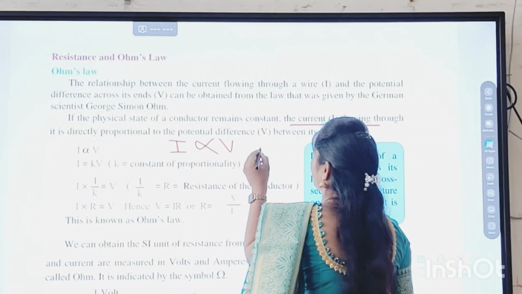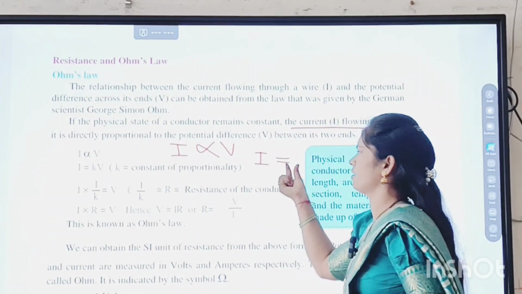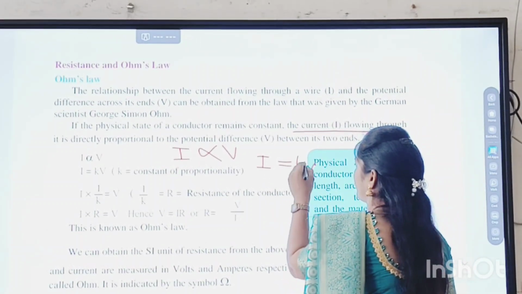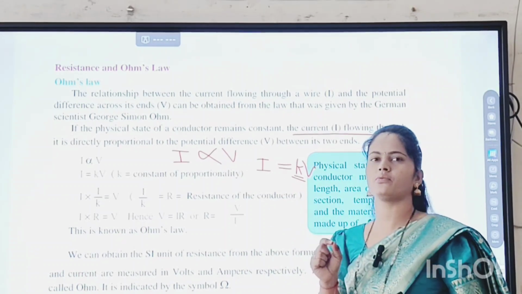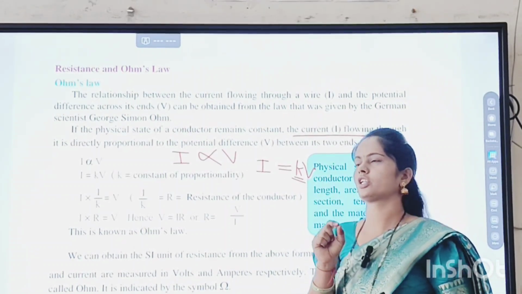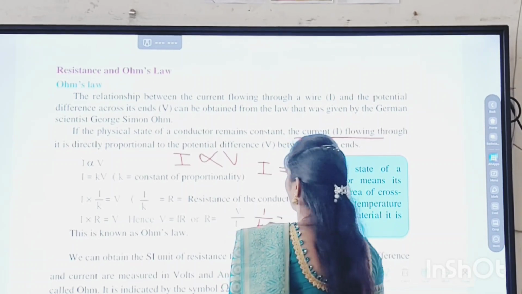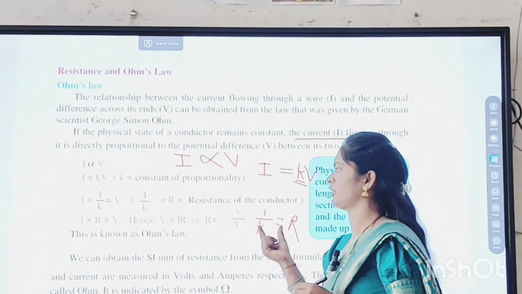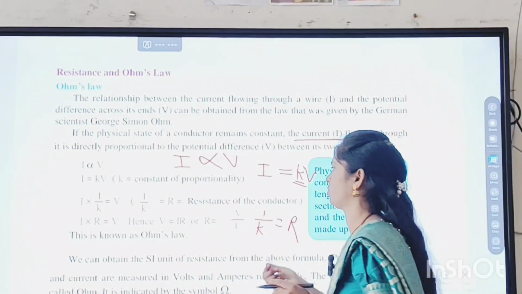We can write this. If we want to remove this proportionality symbol and put an equal to sign, then we have to take a constant. Some constant value is there. Here we take k: I is equal to kV. But 1 upon k is equal to R. That is resistance. The ability to oppose the current is resistance.